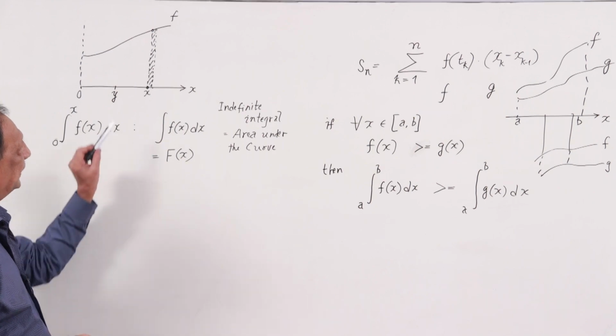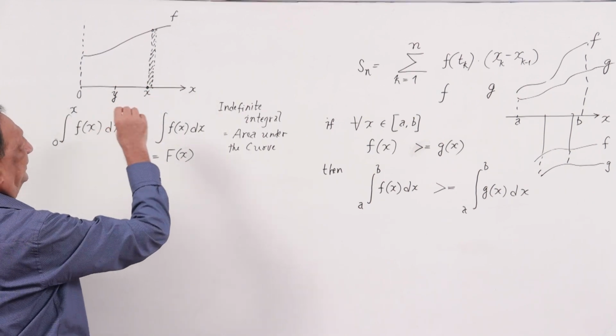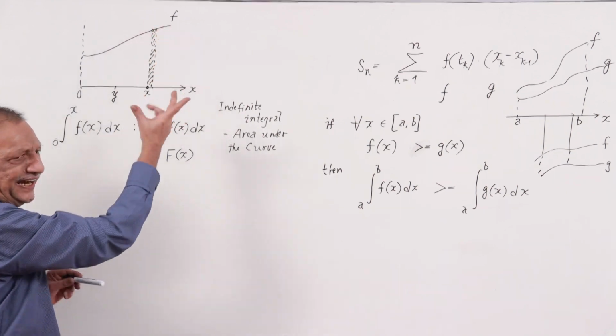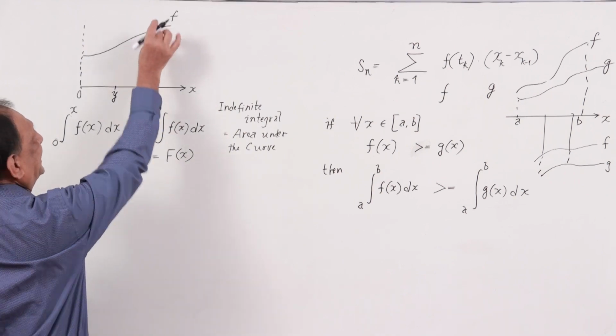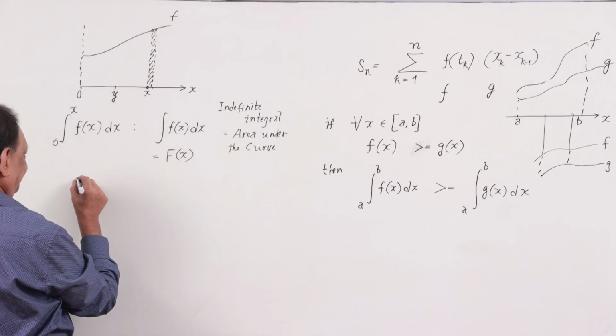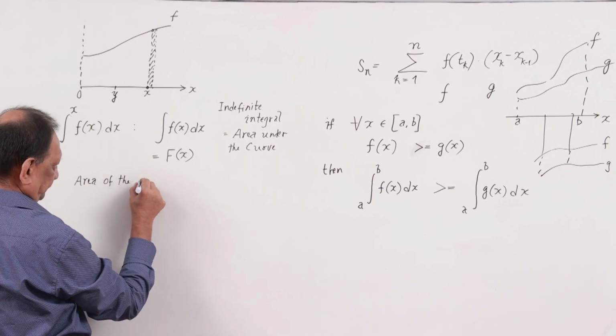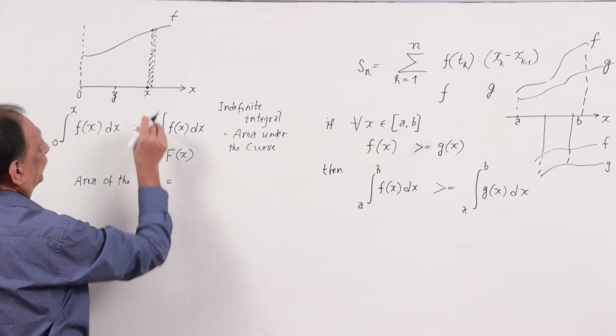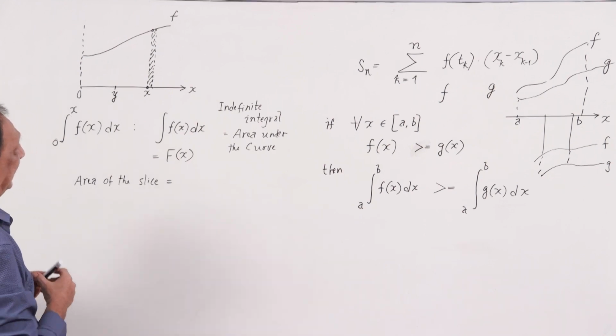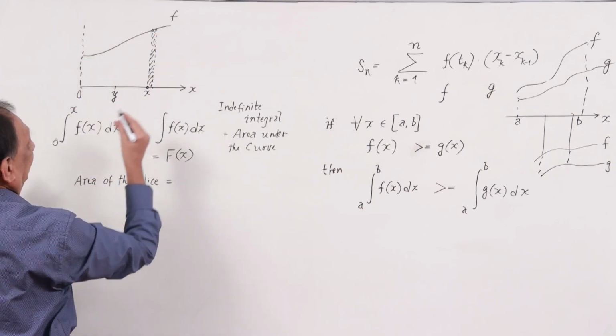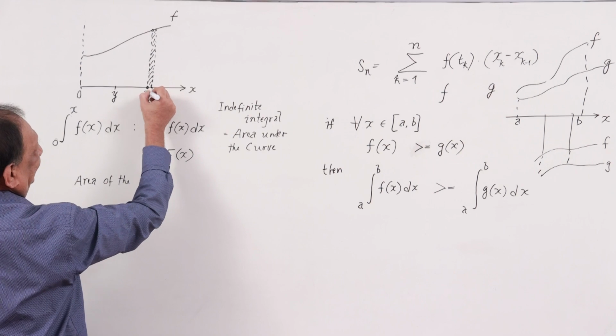Correct? That means I change the x. Because of that, I have added an area there, right? Now, what is the area of that slice? What is this area? Very simple. It is the area under the curve till x plus delta x.